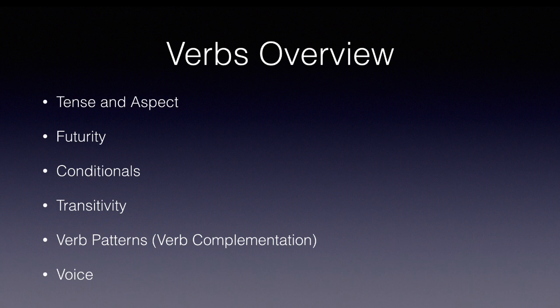So far we've looked at some basics about adjectives, adverbs, subject-verb agreement or noun-verb agreement, count and mass nouns, and so on. So now we really have to tackle verbs. A lot of the next few weeks will be tense and aspect, and then you can see we move on to other areas: futurity, conditionals, transitivity, verb patterns or verb complementation, and then voice. When I say voice, I mean passive voice. Until that time, all the verbs we'll be looking at will be in the active voice.